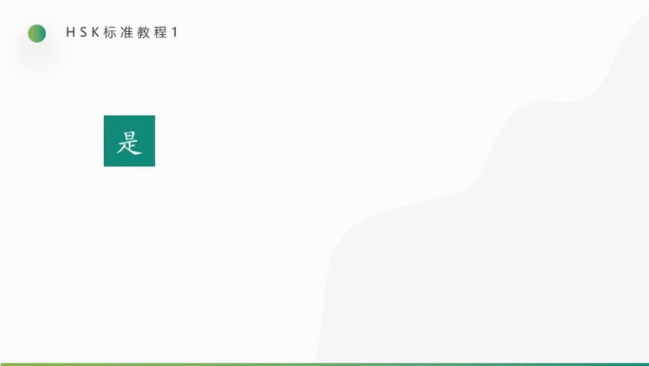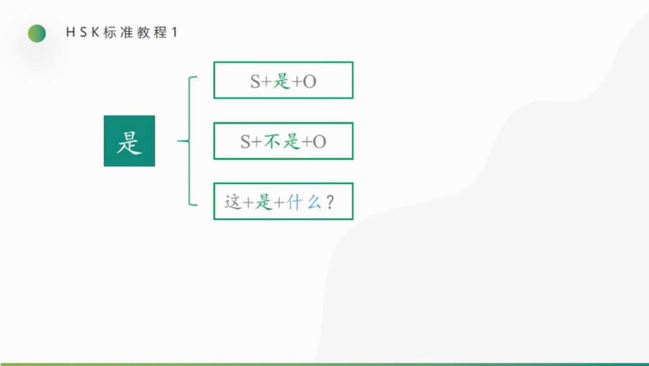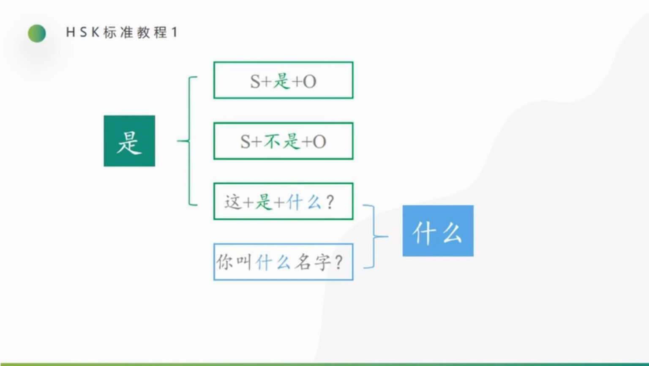好, now let's summarize the usage of 是 and 什么. We use subject, 是 and object. This is the basic structure of Chinese. If we want to give a negative form, we can use 不是. If we want to ask what, we can say 这是什么? 什么 we can also use to ask what's the name. 你叫什么名字?